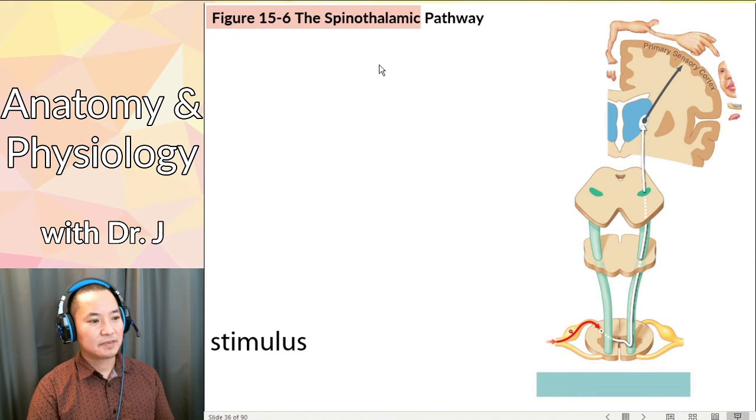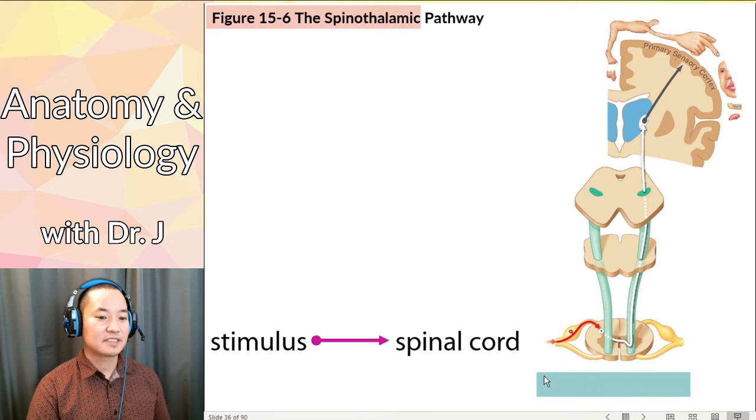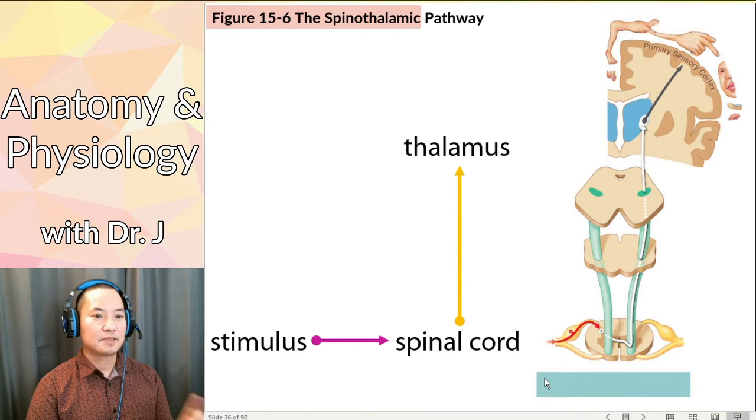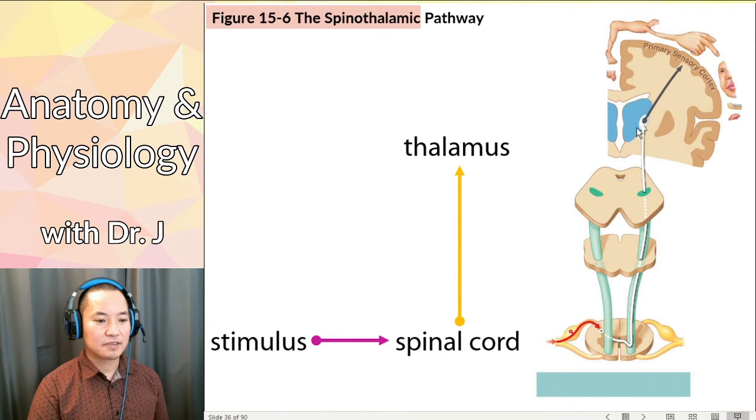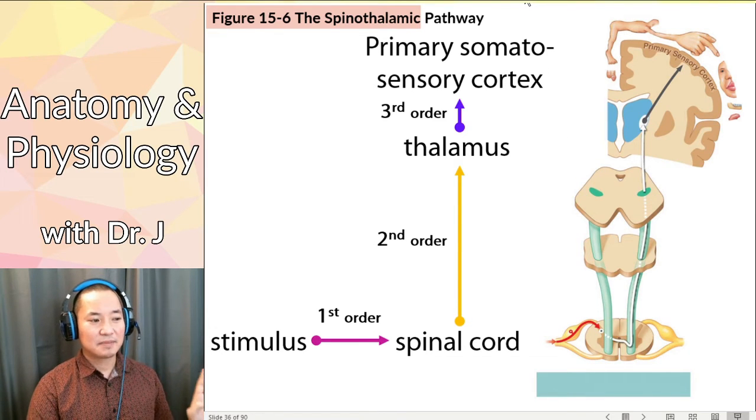Okay, so what we have with the spinothalamic pathway? Well, this is what's showing over here with all these different color codings. So the stimulus goes to the spinal cord. That is the first neuron. Then it goes up to the thalamus. That's what we see here in this white neuron over here. And then it finally reaches the primary somatosensory cortex. So this is why you call it first, second, and third order. The stimulus carries to the spinal cord. That's the first stop. Then it goes up to the thalamus. That's the second stop. And then the third order means it goes from the thalamus to the final stop, the primary somatosensory cortex.